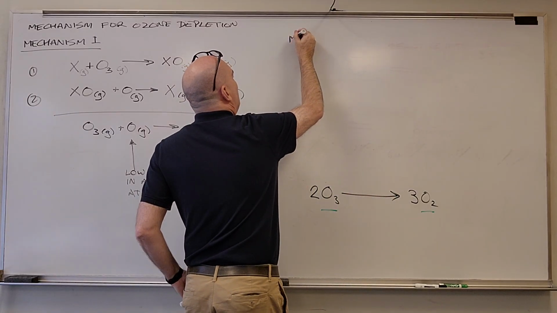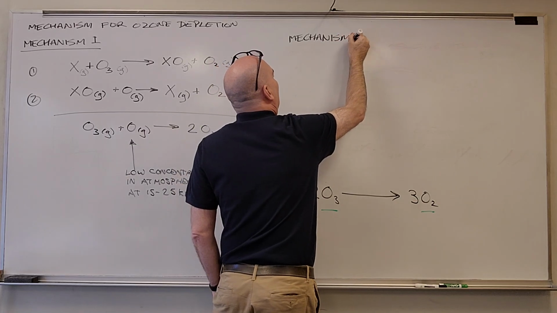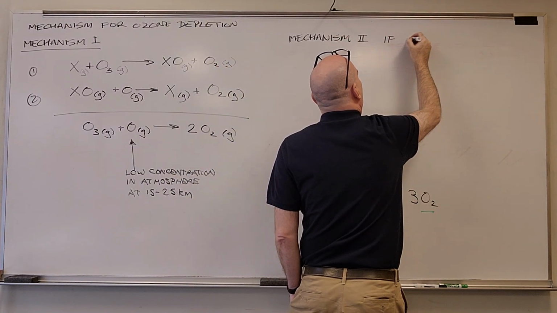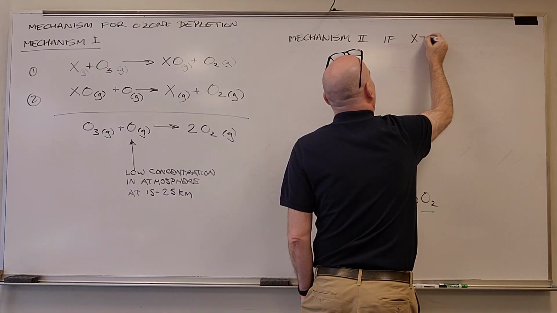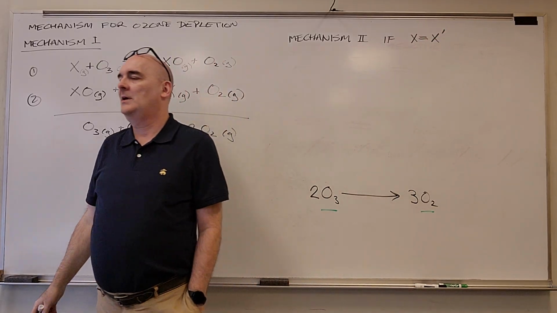All right, so mechanism 2. I'll tell you what, you do it. What would mechanism 2 look like if X is equal to X prime?